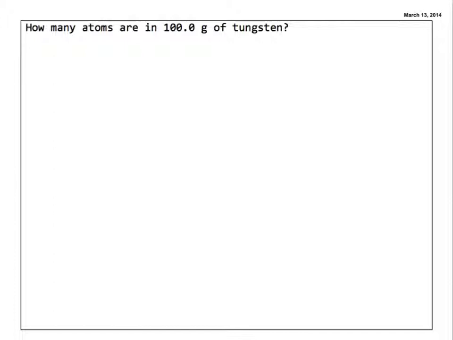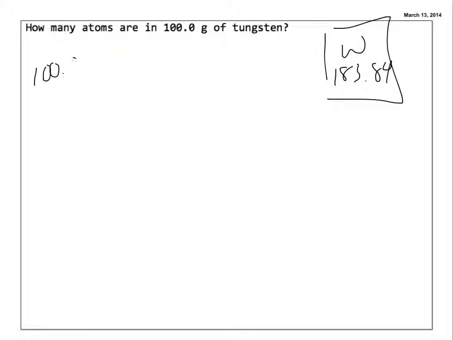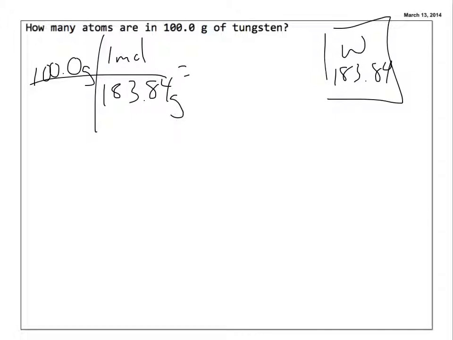How many atoms would you have in 100 grams of tungsten? So tungsten, if you're looking for it on the periodic table, it's a tricky one. It's got the symbol W, and it has a mass, it's a heavy element, 183.84 grams. So we're going to start with our 100 grams of tungsten times 1 mole over 183.84 grams, and that gives us 0.544 moles, so just over half a mole.